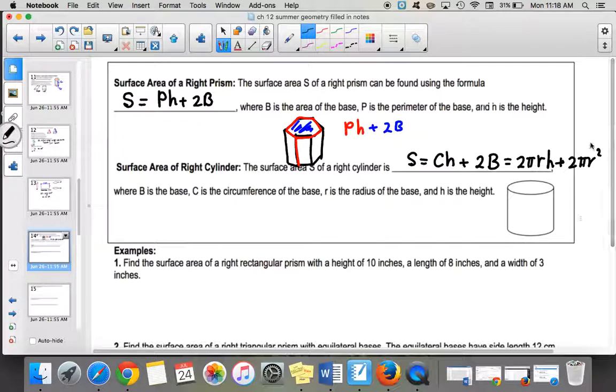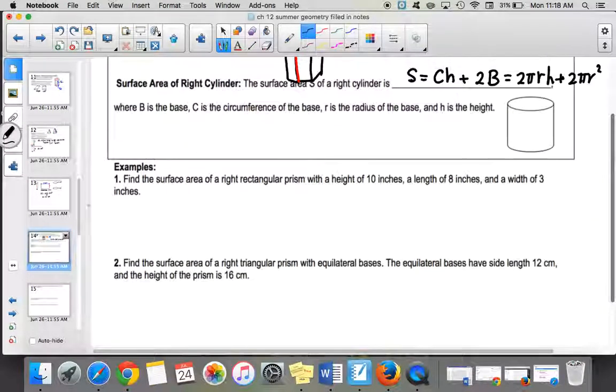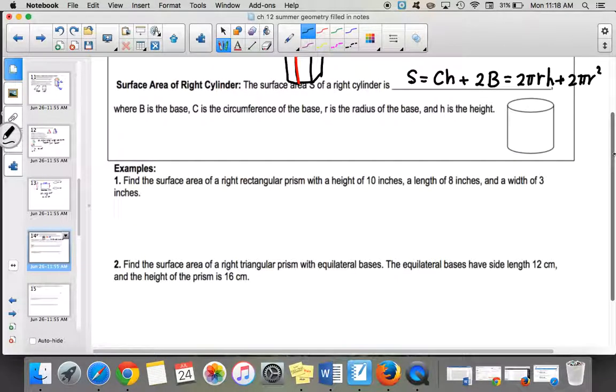All right, so number 1, it says find the surface area of a right rectangular prism with a height of 10 inches, a length of 8 inches, and a width of 3 inches. So basically we have this box shape. Our height is 10, our length is 8, our width is 3. Length and width, it doesn't matter which one's which.